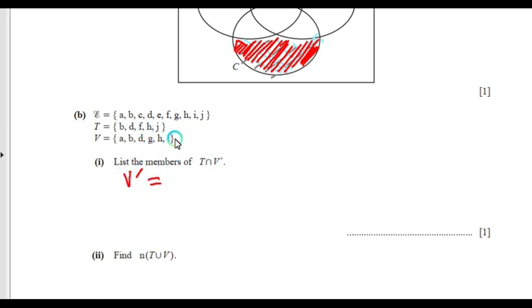V complement is the set that has the members of the universal set which are not in V, right? So A, B, D, G, H and I are common in the universal set, so the left ones will be the V complement, which are C, E, F and J, right? C, E, F and J.